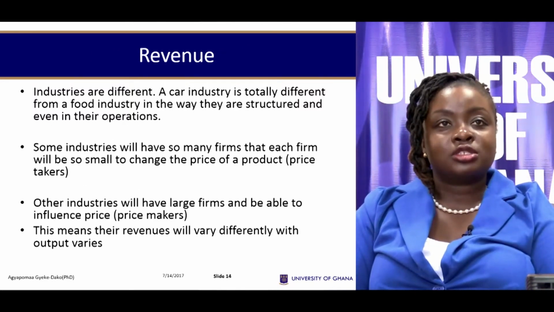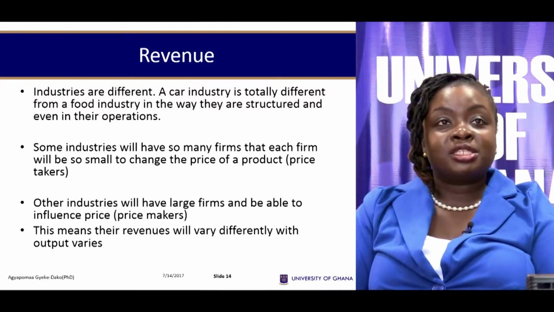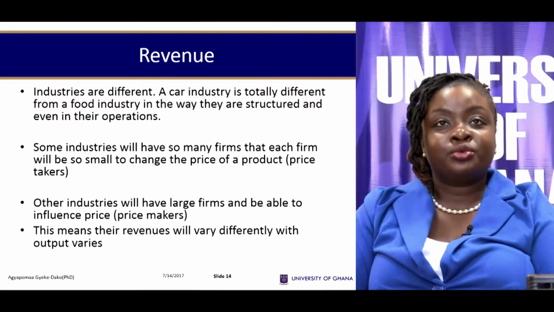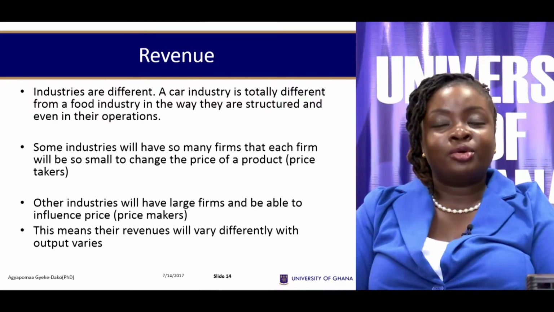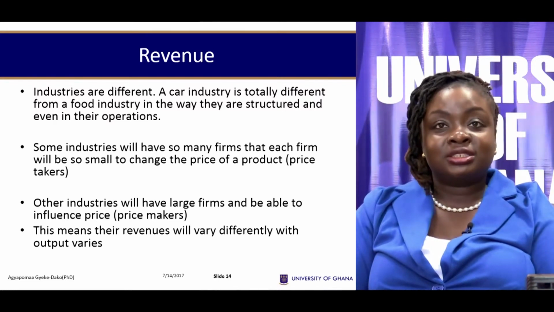Having dealt with cost and having understood production in the previous session, we are also now in a better position to understand revenue. Now, it's important for us to understand that different industries would behave in different ways as far as revenues are concerned. We cannot compare how revenue will vary with output of a car industry to how revenue would vary with output in, let's say, a food industry. These are two different industries that are structured differently.